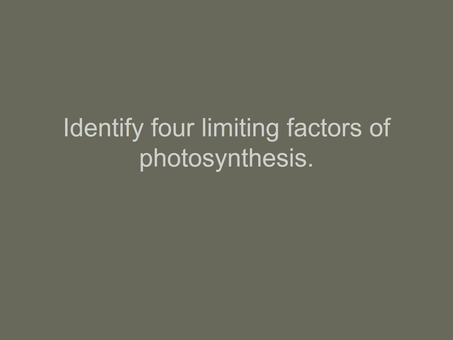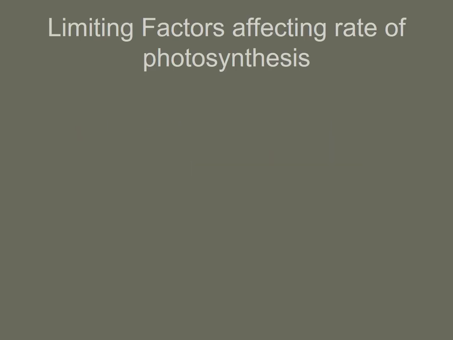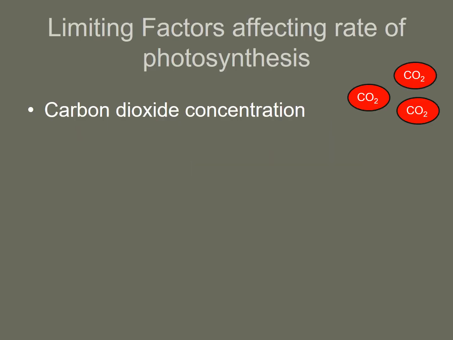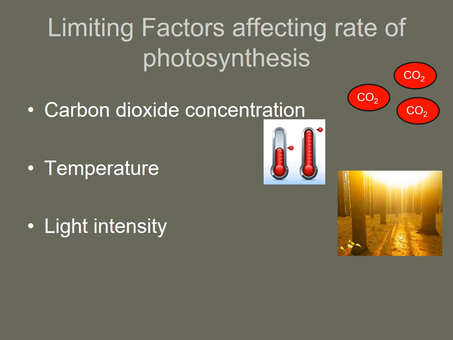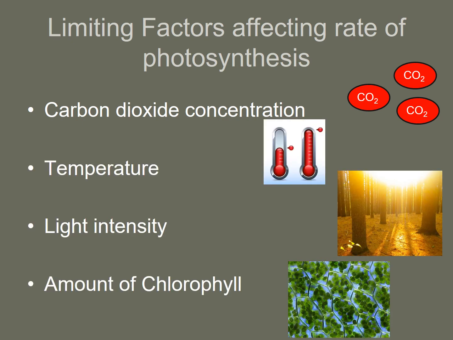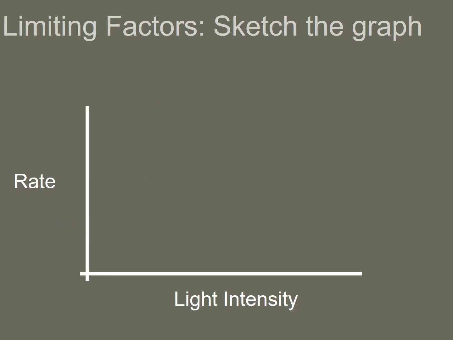Consequences of that are that if we think about those 4 factors previously, they are all potential limiting factors of photosynthesis. So here they are again, those limiting factors: carbon dioxide concentration, temperature, light intensity, and amount of chlorophyll. So if you've got a piece of paper handy, it'd be good. If not, just think about what you would be expecting this to look like. So we've got sketch axes here, we've got light intensity on the x-axis, and we've got rate of photosynthesis on the y-axis. So what would you expect the graph to look like?